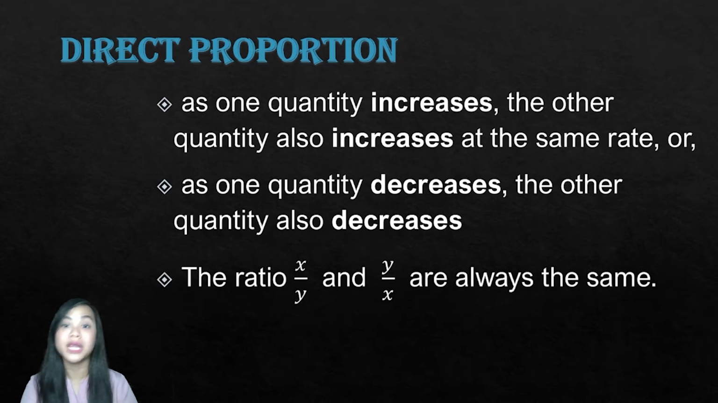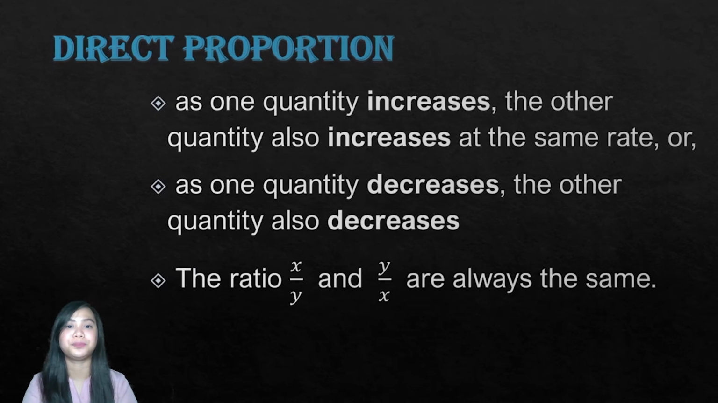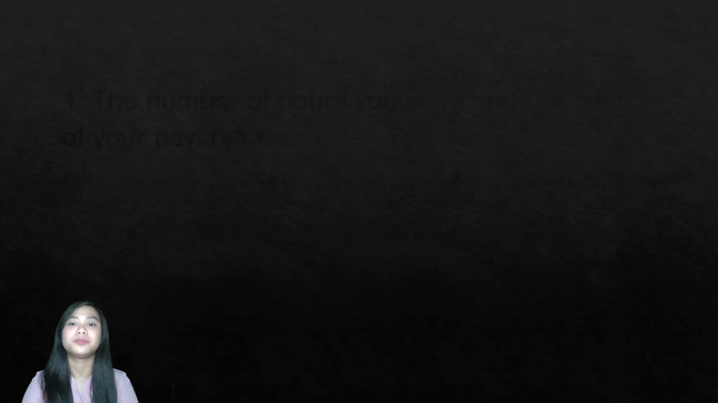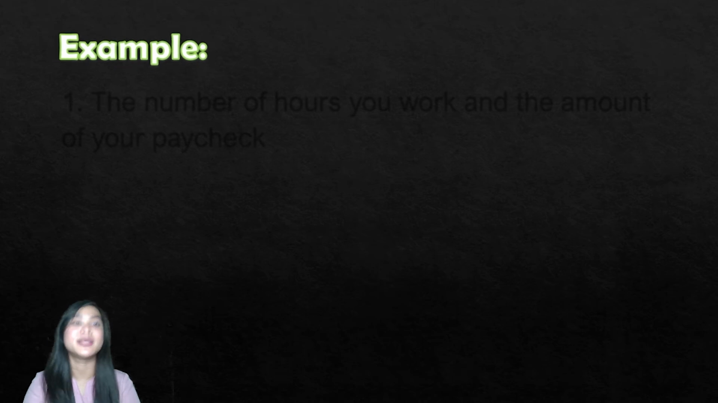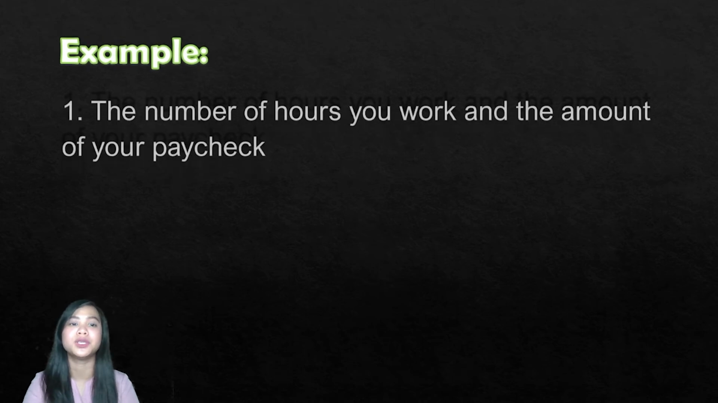So the ratios x over y and y over x are always the same. When the first quantity increases, the other one also increases, and vice versa. Let us have an example for direct proportion.